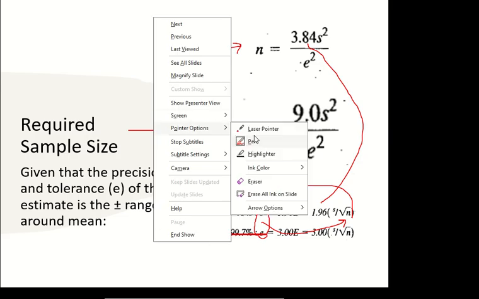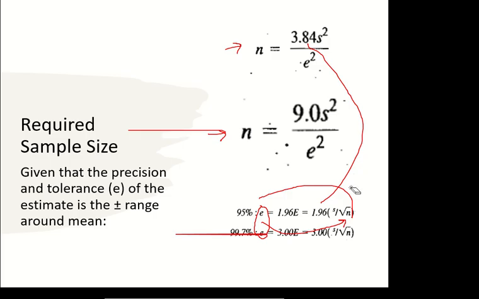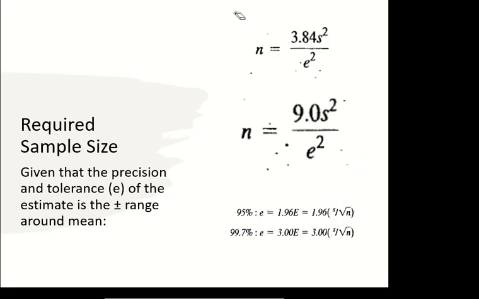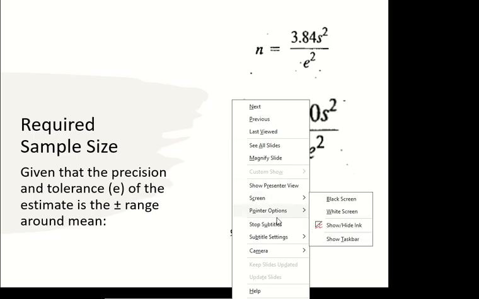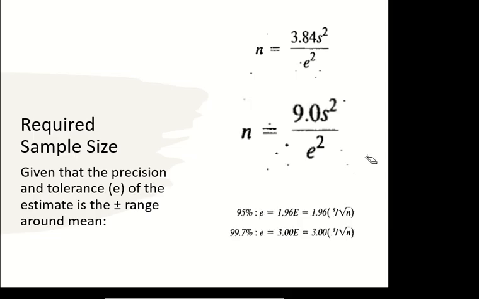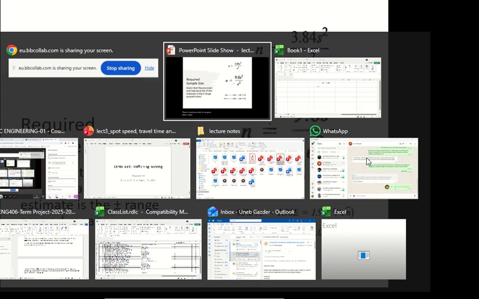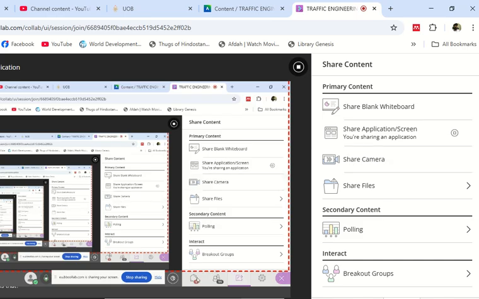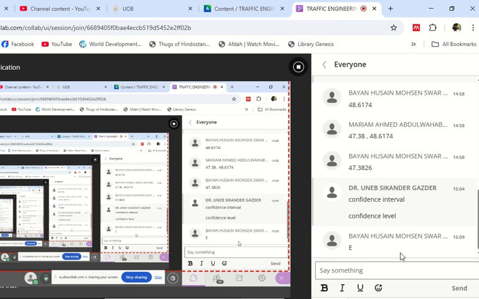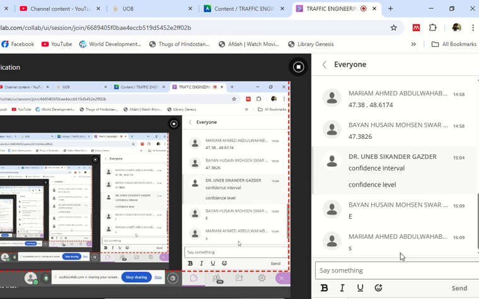Tell me, there's something which is not given. What is that? S is not given. Yes. S is not given because in the equation we are using S directly, not E. We divided the E into S upon root of N, so we no longer need E, we need S.